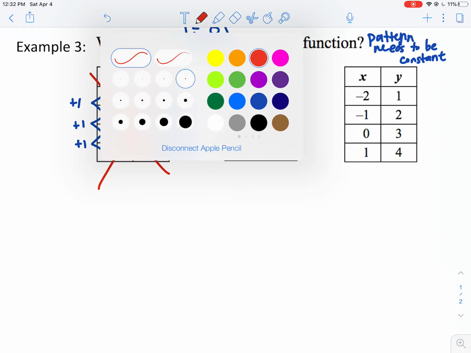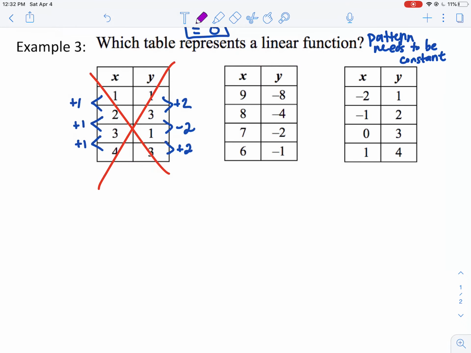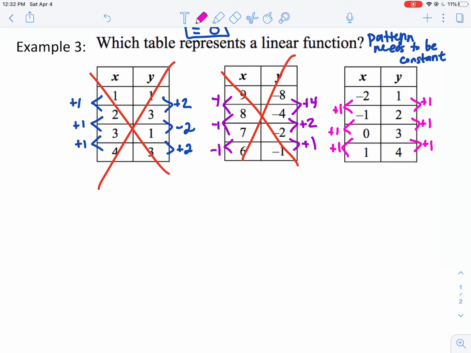Okay. Let's look at the second graph there. Let me change pen colors. My x's go down by 1, down by 1, down by 1. So the x's are constant. And the y's, I add 4, I add 2, I add 1. That is not constant. Okay, so let's check this last one. So I'm going to add 1, add 1, add 1. So my x's are constant in this last table. And notice here, I'm going to add 1 for all my y values, which makes the last table a linear function.